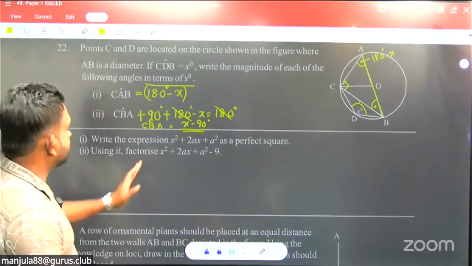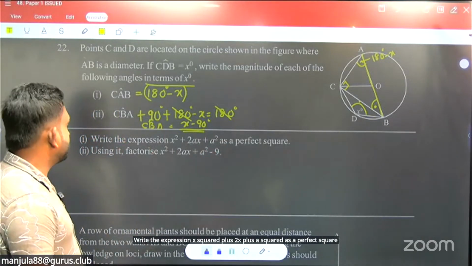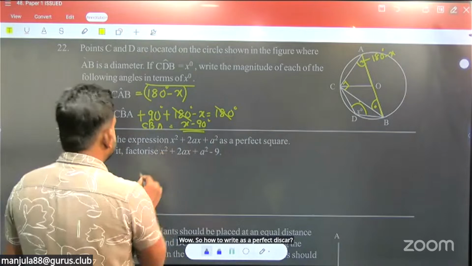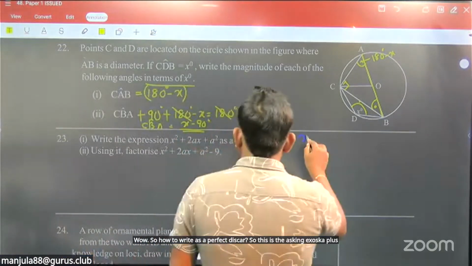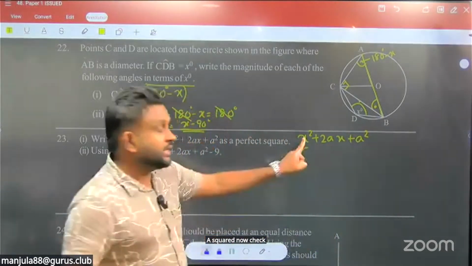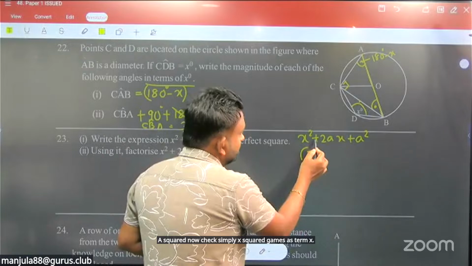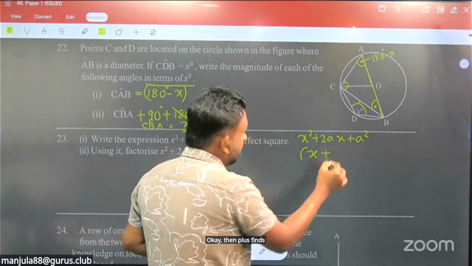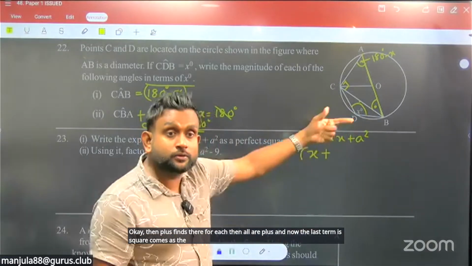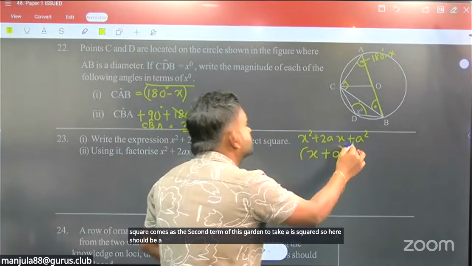Write the expression x squared plus 2ax plus a squared as a perfect square. So how to write it as a perfect square? Now check simply: x squared comes as the first term squared. Then the signs are all plus. And the last term's square comes as the second term of this square. Then to get a squared, here should be a, and the perfect square is done.